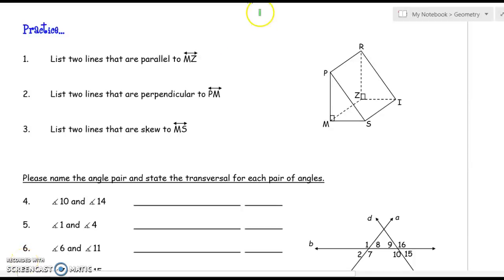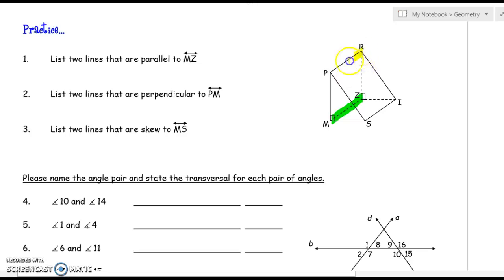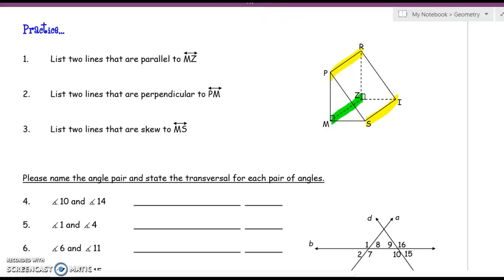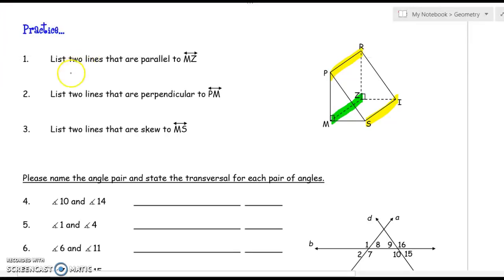Okay, so let's get to the practice problems. It says to list two lines that are parallel to MZ. So here's MZ. A line that would be parallel to that would be a line like PR. That would be parallel to the green line. And then SI. Those are the only lines that are going the same direction and don't intersect that line. So we've got PR and we've got line SI.